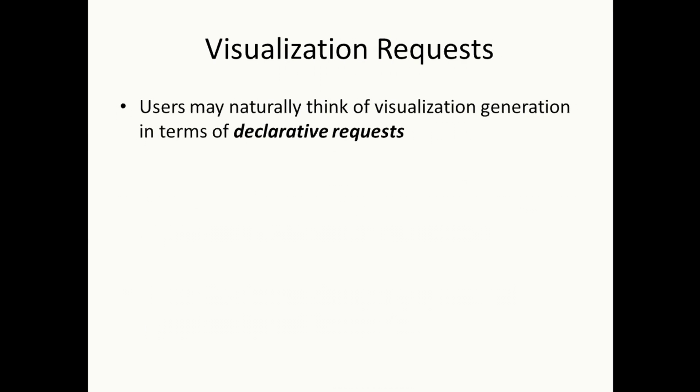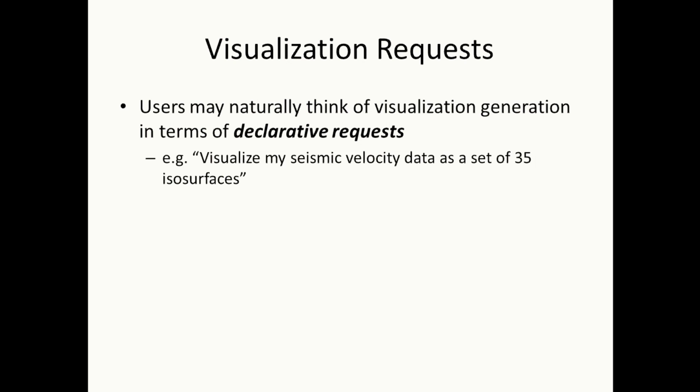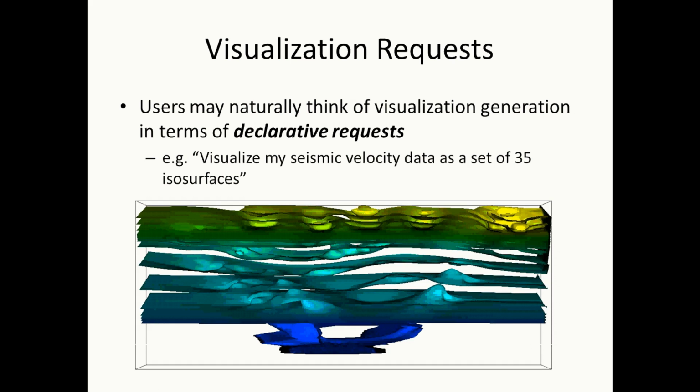The premise of our work is that users naturally think of visualization generation in terms of declarative requests. That is, what visualization they want, as opposed to thinking about how to generate visualizations using some programming language. For example, consider the request: Visualize my seismic velocity data as a set of 35 isosurfaces. In this case, the user declares what view they want their seismic velocity projected as, isosurfaces, as well as specifying that the visualization should consist of 35 of them. Notice how the request makes no mention about how to generate these surfaces. The image shown below is a visualization that satisfies the request presented above.